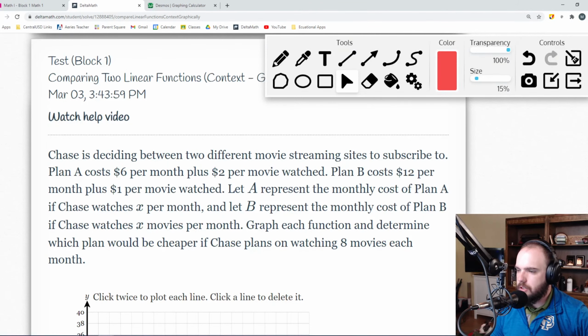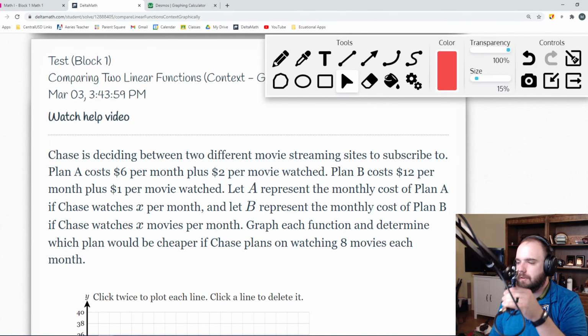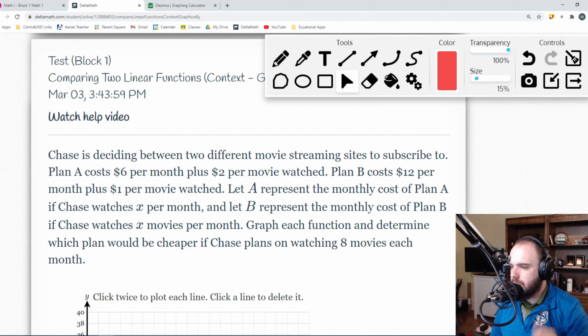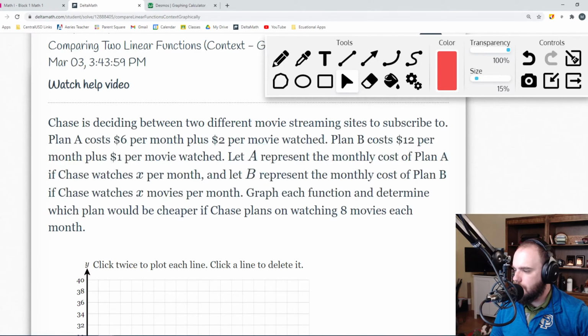All right, so again, Chase is deciding between 2 different movie streaming sites to subscribe to. Plan A costs $6 per month plus $2 per movie watched, and Plan B costs $12 per month plus $1 per movie watched. Let A represent the monthly cost of Plan A if Chase watches X movies per month, and let B represent the monthly cost for Plan B if Chase watches X movies per month. Graph each function to determine which plan would be cheaper if Chase plans on watching 8 movies each month.